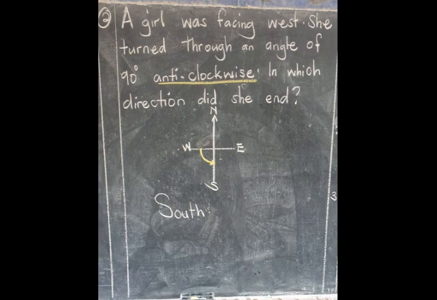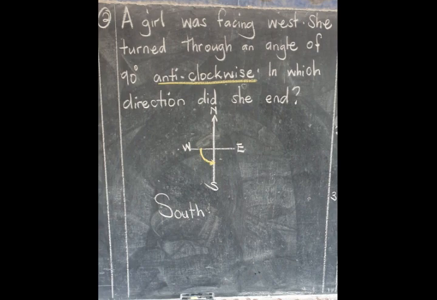Question number 2, children, is saying a girl was facing the west. She turned through an angle of 90 degrees anti-clockwise. In which direction did she end? I repeat, a girl was facing the west. She turned through an angle of 90 degrees anti-clockwise. In which direction did she end?